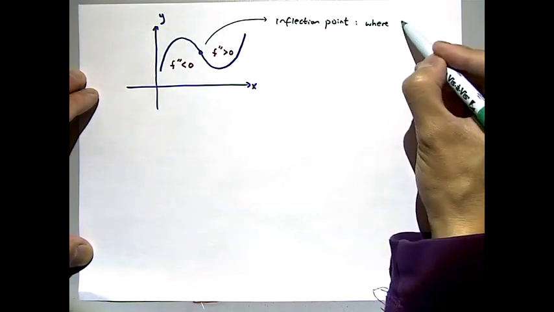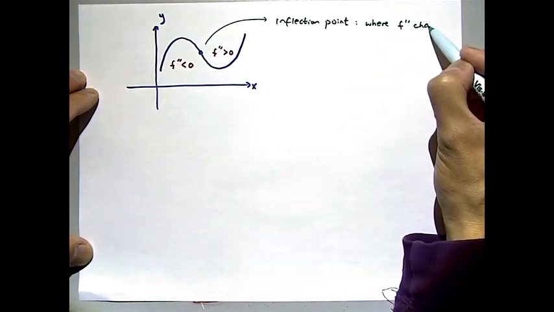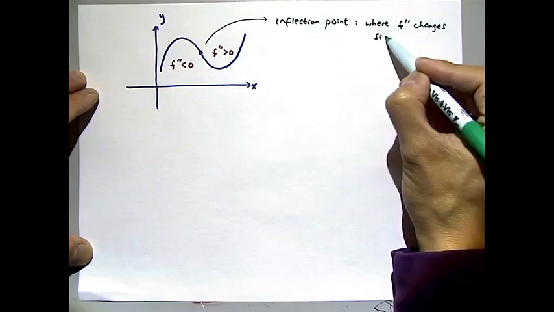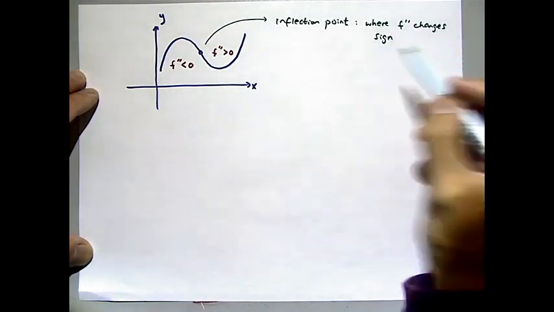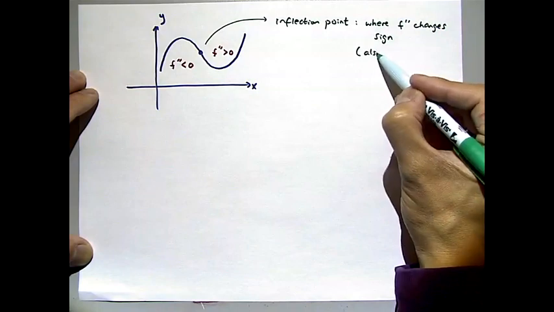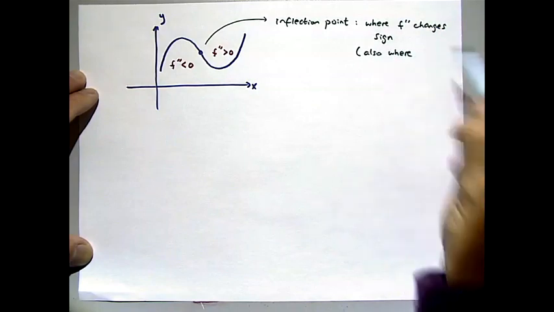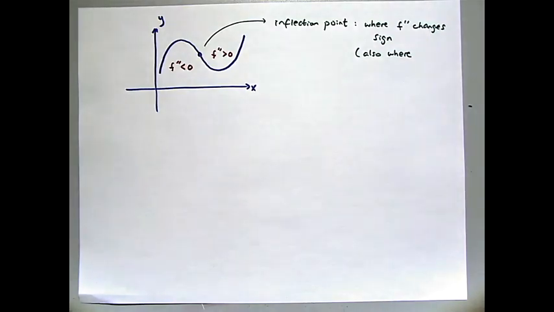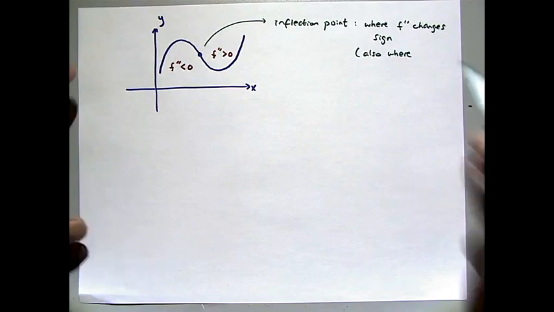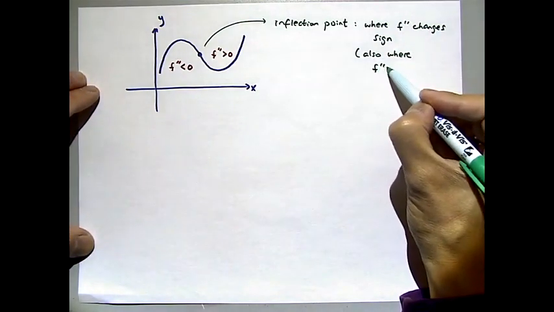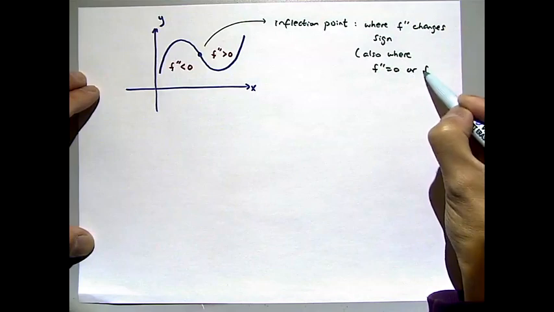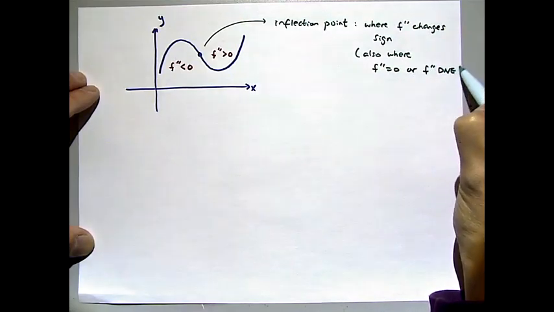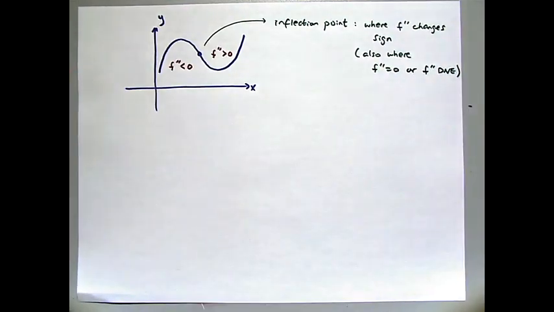It's the location where f double prime changes sign. If you think about for something to change sign, there are two possibilities. It either becomes 0 at that point, or it becomes undefined at that point. So that's also where f double prime is equal to 0, or f double prime does not exist. That's the only way for that thing to have a sign change.